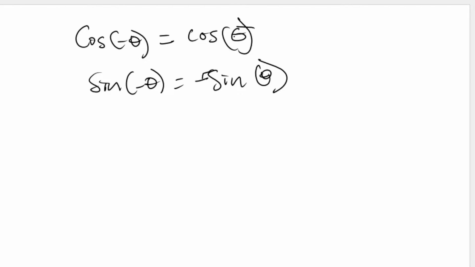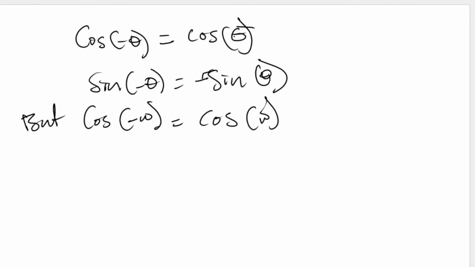But cos minus W will now be equal to cos W, not theta in this case. But when you're now considering sine, you now have that sine minus W will now be equal to minus sine W. Are we together?